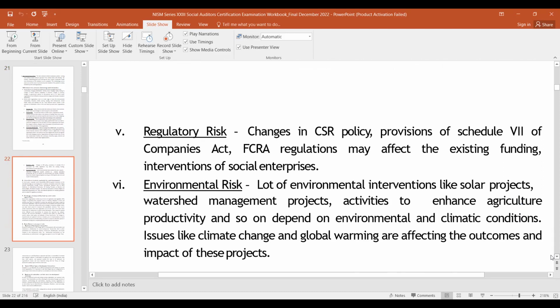If there is a change in CSR policy, provisions of Schedule 7 of the Companies Act, or FCRA regulations, they may affect the existing funding and interventions of social enterprises. Then there could be environmental risk also. Solar projects, watershed management projects, and activities to enhance agricultural productivity depend more on environmental and climatic conditions. So if there is climate change or global warming, they may affect the outcomes and impact. So these are the various types of risks which these organizations face. There are certain inherent risks and errors faced during social interventions.